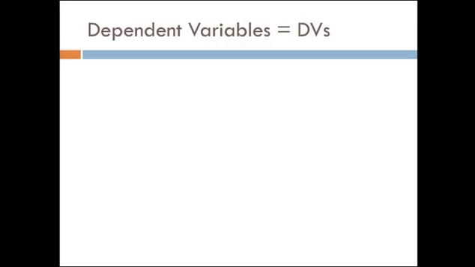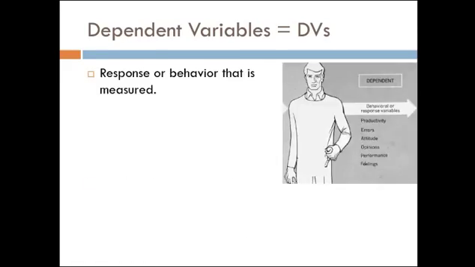All right, dependent variables. We refer to these as DVs. Dependent variables are the response or the behavior that is being measured. I've got some examples here on this chart of things that could serve as dependent variables. Anything that can produce a number really can serve as a dependent variable. It could be your score on any kind of test, your score on an opinion poll, or anything that we think will depend on your experience with the independent variable.